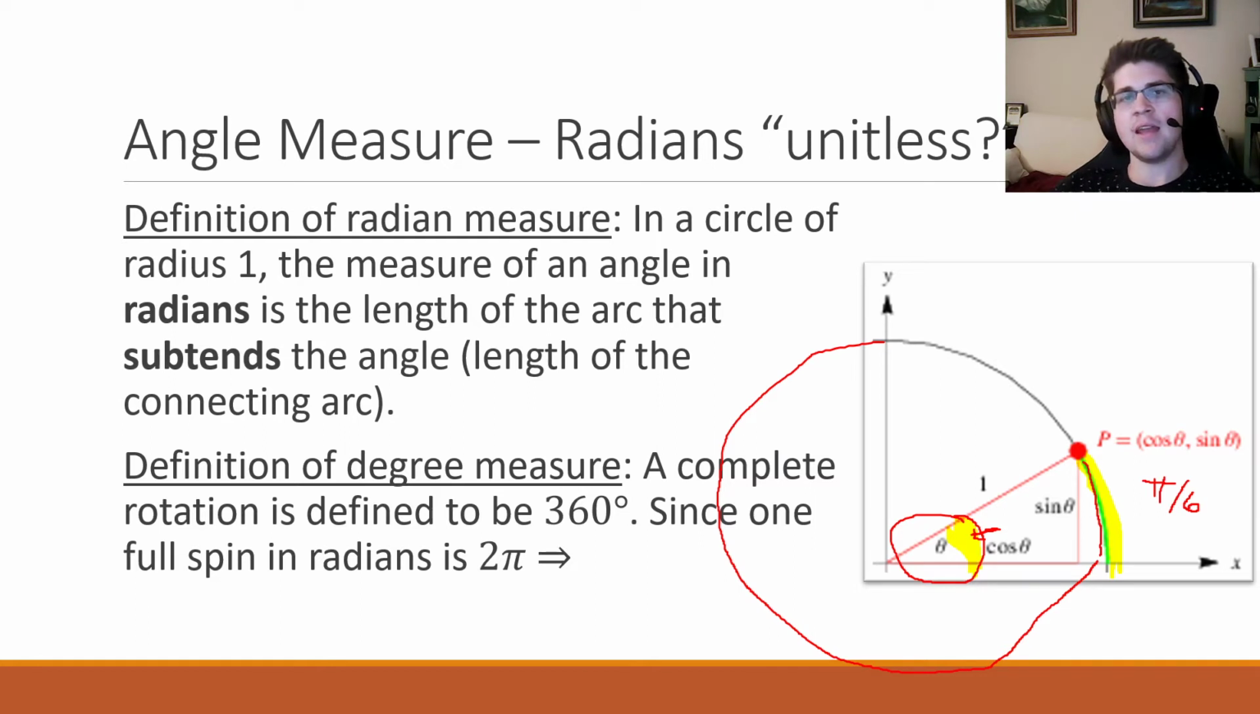And so if we're trying to connect the dots between radians and degrees, we know that a full spin on the unit circle is 2 pi. That was the circumference of the unit circle. So if 360 is also defined to be one spin, those two things must be equivalent because they're both the same amount. One full rotation is 2 pi radians. It's also 360 degrees by definition.